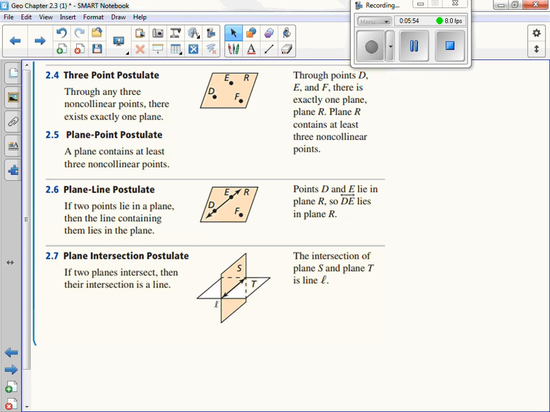The sheet I'm passing out here has these on them. So if you have trouble reading the board and want to write them down, they're on here.